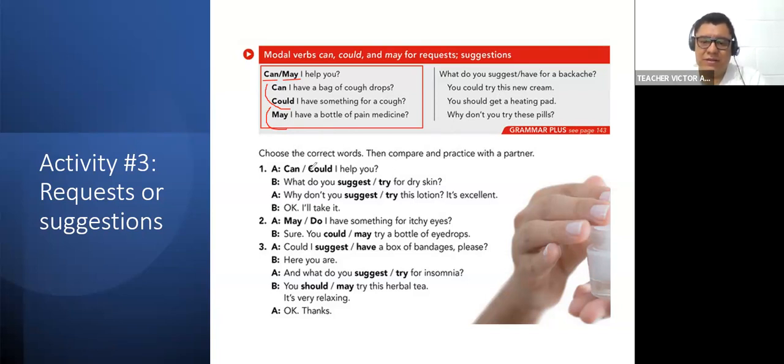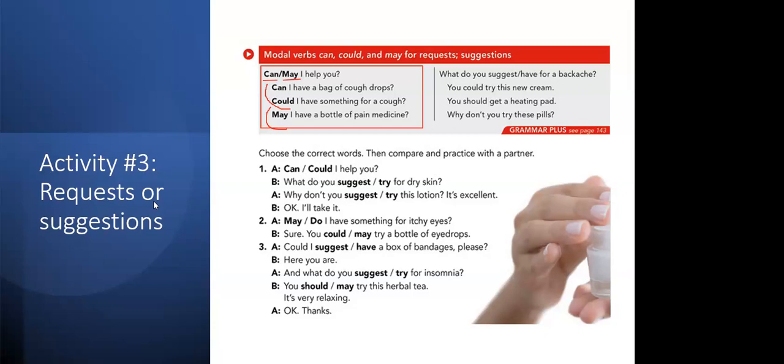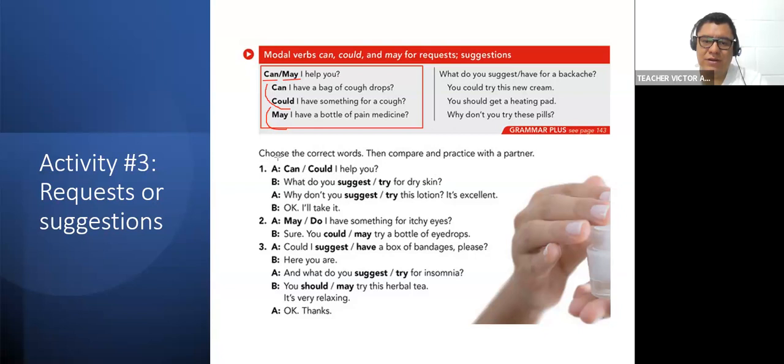So let's practice this conversation together. It says choose the correct words, then compare and practice with a partner. So for number one, what do you think should be the correct answer? Can or could? Can. Can, right? Okay. I will highlight this part. It says, can I help you? All right, perfect.